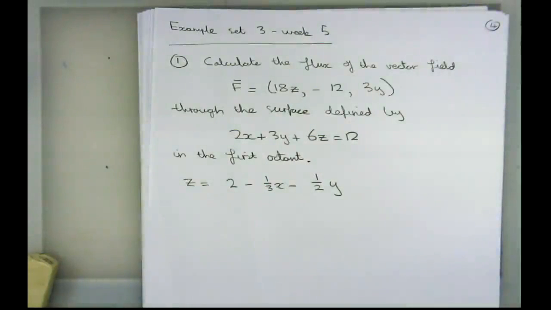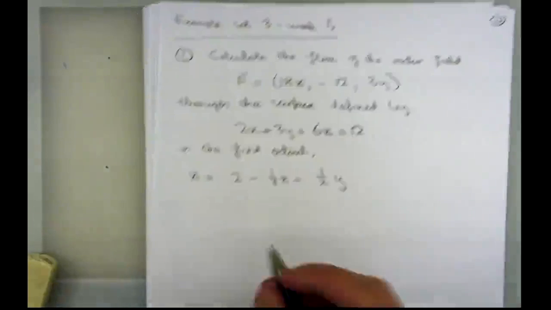Looks like that. I'm not even going to attempt to draw a 3D vector field, but I can imagine it's a bunch of arrows pointing in a certain direction. At each point x, y, z, it looks like 18z, minus 12, and 3y. Now this thing, what does this look like?